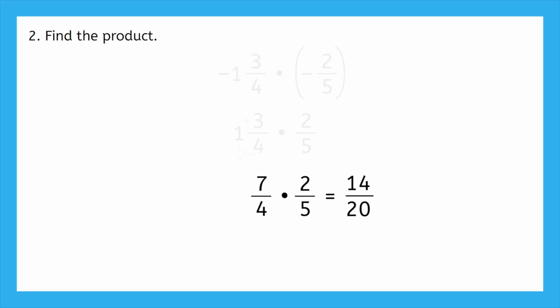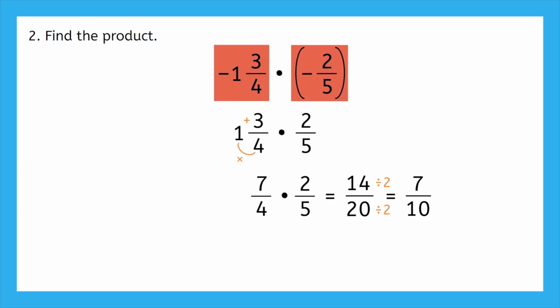Yes, we can divide both 14 and 20 by 2 to get 7/10. Should this be positive or negative? Since we multiplied two values with the same sign, the answer is positive 7/10. Great work. Okay, let's get back to my slushie dilemma.